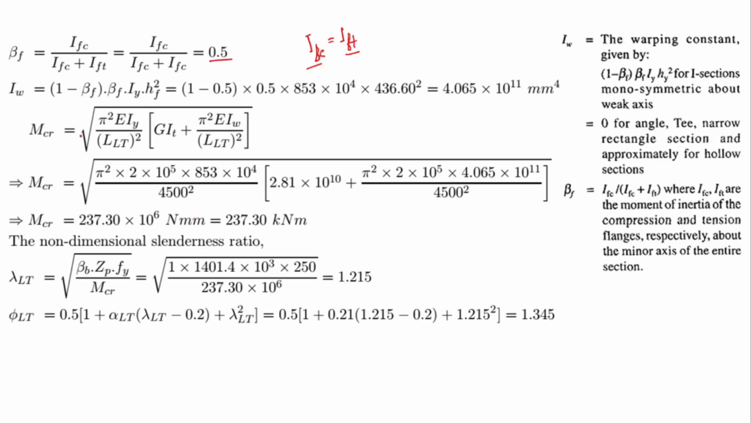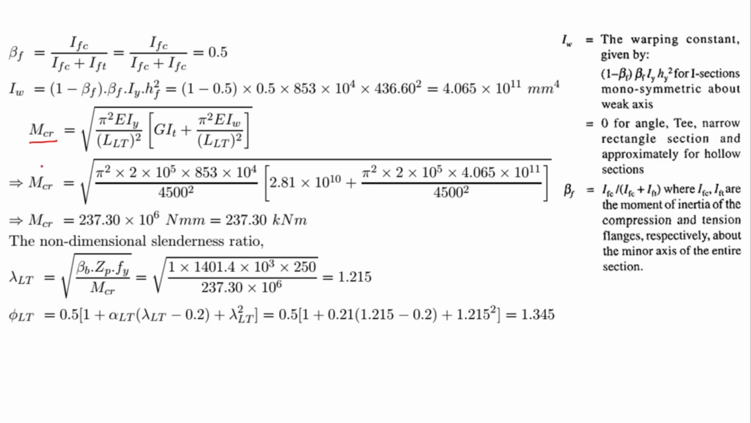To calculate IW, I shall put the value of beta f as 0.5, then IY, which is the moment of inertia of the section about y-axis, noted down as 853 into 10 to the power 4 mm to the power 4, and HF we have already calculated as 436.60 mm. After simplifying, IW will be calculated as 4.065 into 10 to the power 11 mm to the power 4.